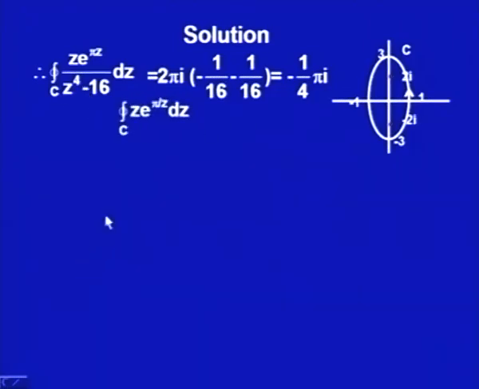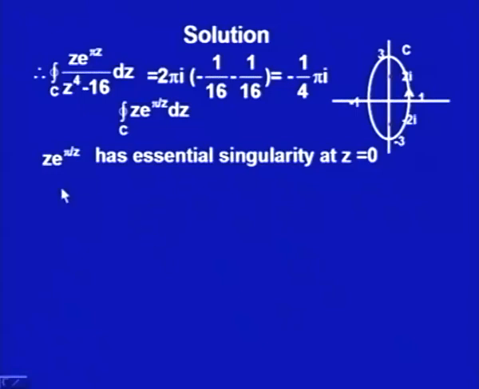Now, move to the second integral. The second integral was on the same contour of the function z into e to the power π by z. Now, π by z has a singularity at z equal to 0. So e to the power π by z would have an expansion in which the principal part will have infinitely many terms. So we have that z equal to 0 is an essential singularity for the function z into e to the power π by z.